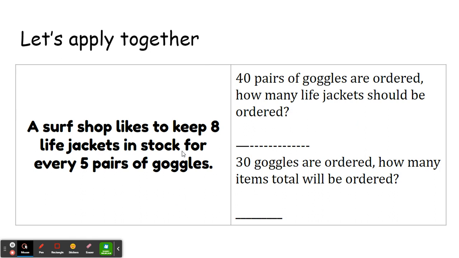So we're still sticking with the surf shop. We're saying, okay, well, they like to keep 8 life jackets in stock for every 5 pairs of goggles. So if they have 40 pairs of goggles ordered, how many life jackets should be ordered? And if 30 goggles are ordered, how many items total will be ordered?